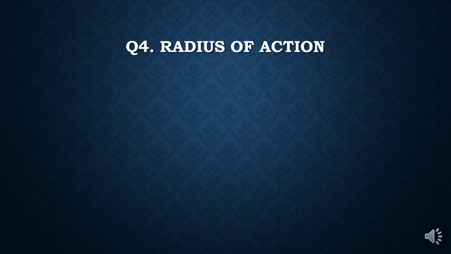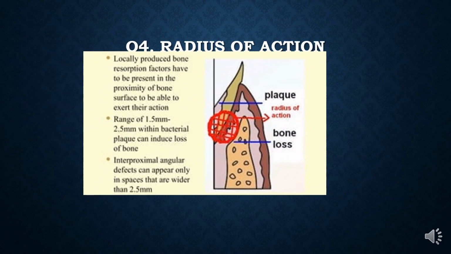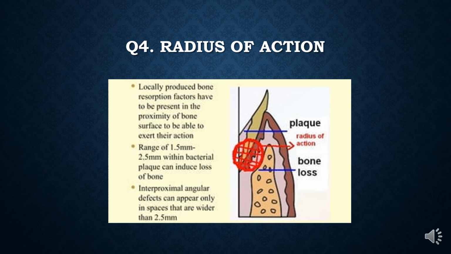Question is the radius of action. Locally produced bone resorption factors have to be present in the proximity of bone surface to be able to exert their action. A range of 1.5 millimeters to 2.5 millimeters within bacterial plaque can induce loss of bone. Interproximal angular defects can appear only in spaces that are wider than 2.5 millimeters.